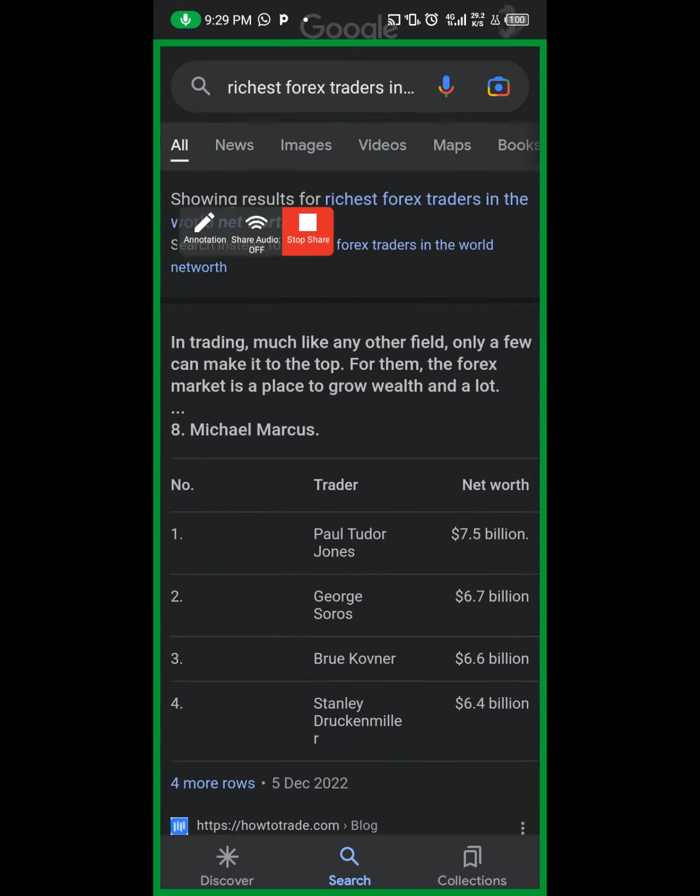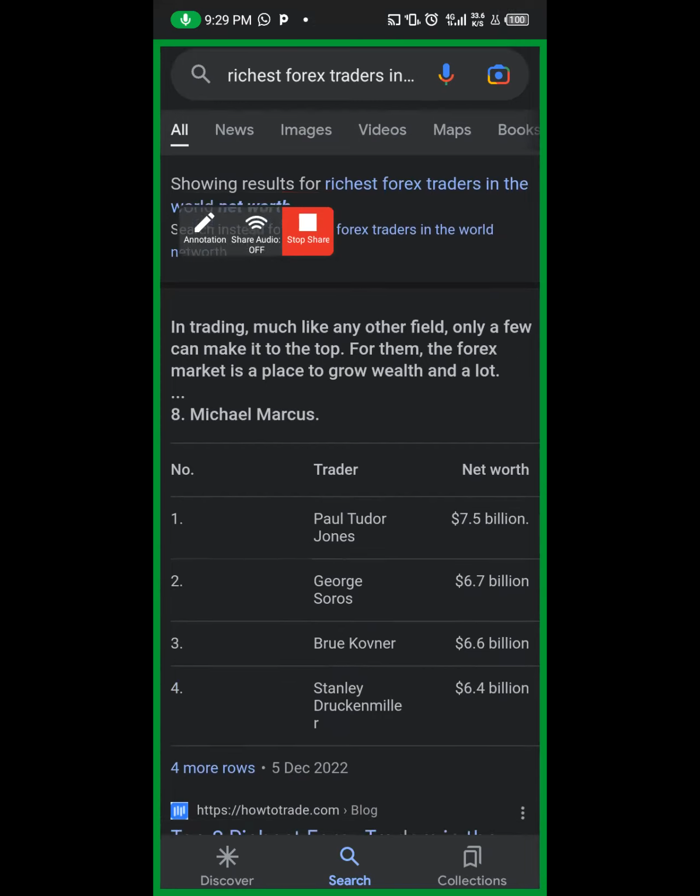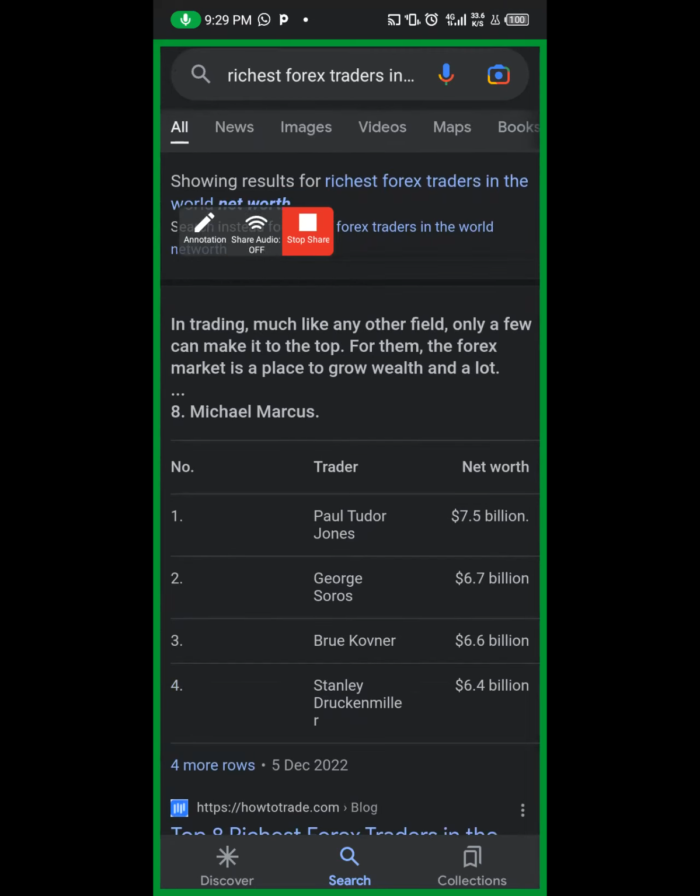See, look at this, what do you have there in the introduction? They said in trading, much like any other field, only a few can make it to the top. For them, the forex market is a place to grow wealth and a lot more. Do you see why those few see it as a place to grow wealth? Now, the rest that are not here, do you know why they're not here? They see it like gambling. They see it like something you just do anyhow. Some of us know that this thing can give us $10,000 in a week. Even if we have a job that gives us $500 in a week, we prefer not to take this one serious at all. Yet we expect the $10,000 from it, but we put energy in the one that gives us $500 a month. You get my point?